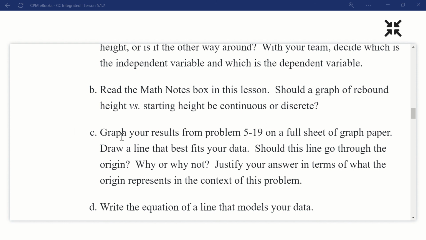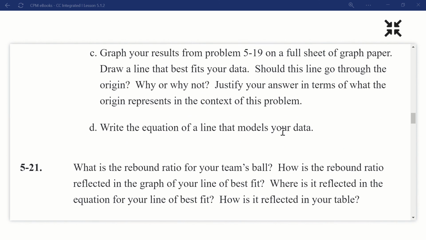Question 21: Graph your results from problem 5-19 on a full sheet of graph paper. Draw a line of best fit for your data. Should this line go through the origin, why or why not? Justify your answer in terms of what the origin would represent in the context of this problem. So think about it. What is the x-axis? Initial drop height. What is the y-axis? The rebound height, or the height that it recovered after one bounce. So should it go through the origin, why or why not?